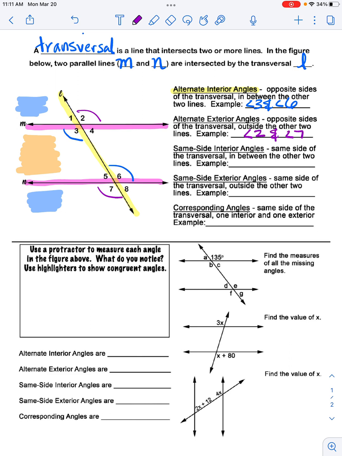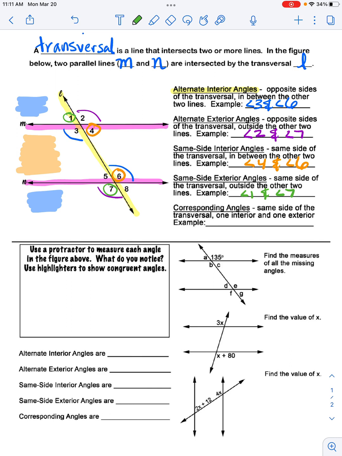But here's one example. Then we have same side interior angles, exactly what it sounds like there. Same side means on the same side of the transversal and both on the inside. So like 4 and 6 would be same side interior, or 3 and 5. Same side exterior angle, you probably know exactly what that's going to be, on the same side, but both on the outside, like 1 and 7 or 2 and 8.